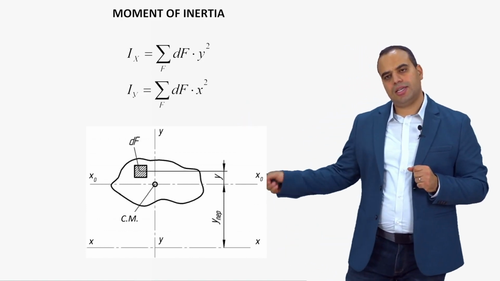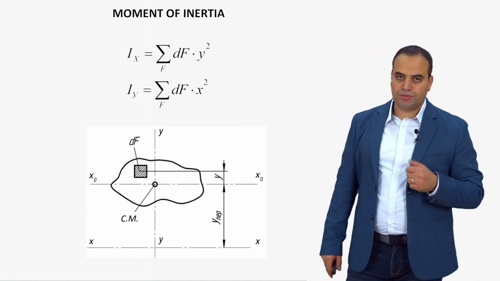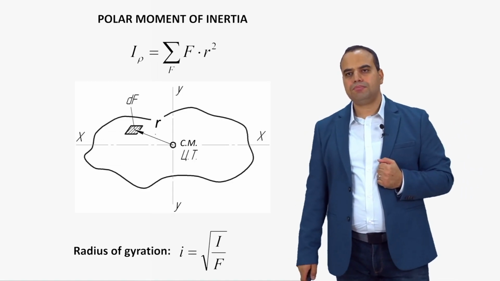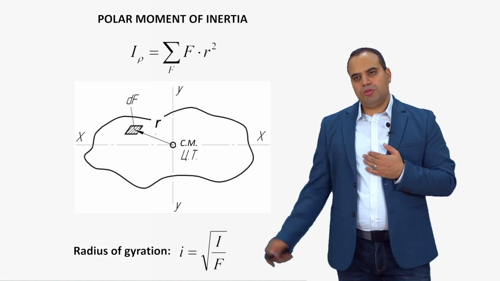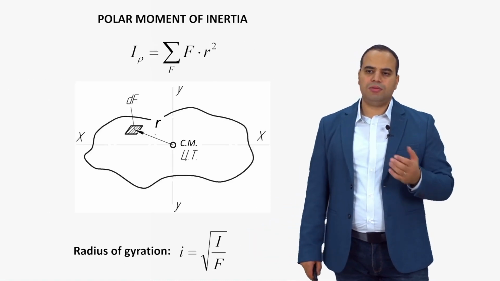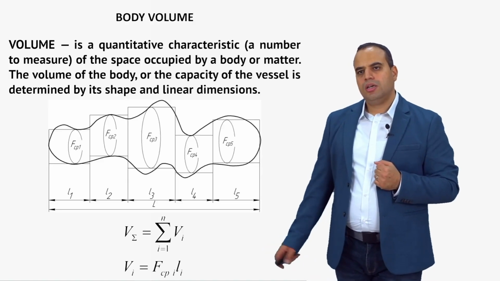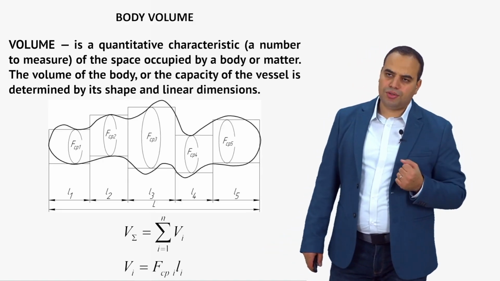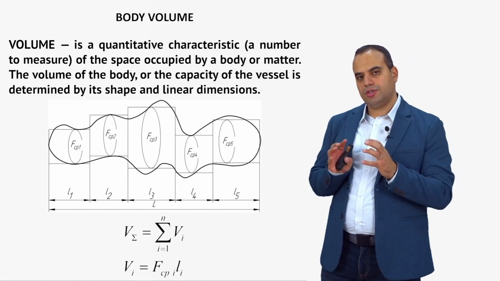For example, around the x-axis or around the y-axis, so we have to define an axis of rotation before being able to calculate this moment. And the polar moment of inertia is basically the same thing, just in polar coordinates. And finally, the body volume, which is a measure of how much space we have inside of a certain shape.